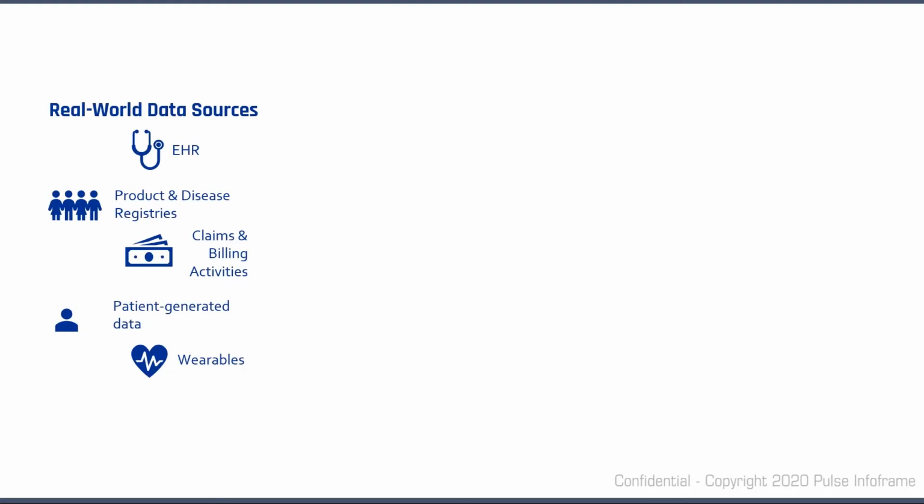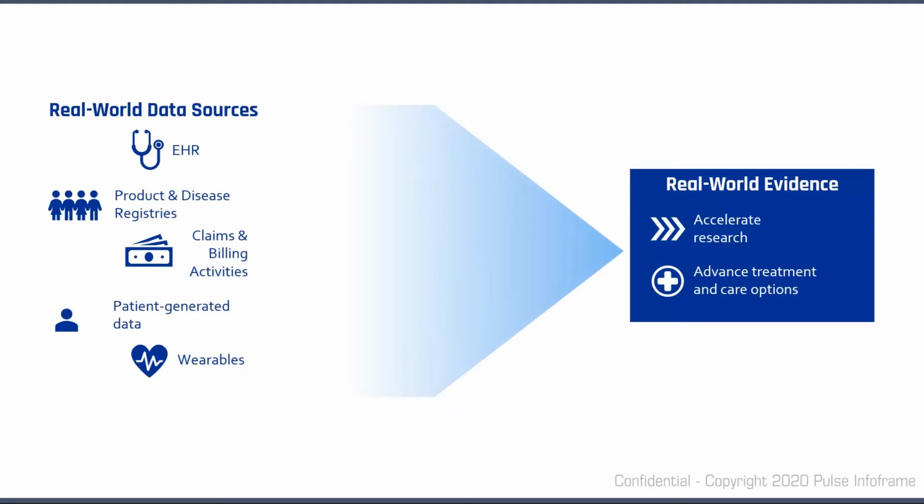Collected from an ecosystem of many sources, real-world data are any number of observations about a patient, from electronic health records, product or disease registries, medical claims and billing data, patient-generated data from surveys or outcome measures, and devices worn by the patient. These data, when analyzed, can create real-world evidence. Evidence can be used to accelerate research on the disease and support advances in treatment and care options.